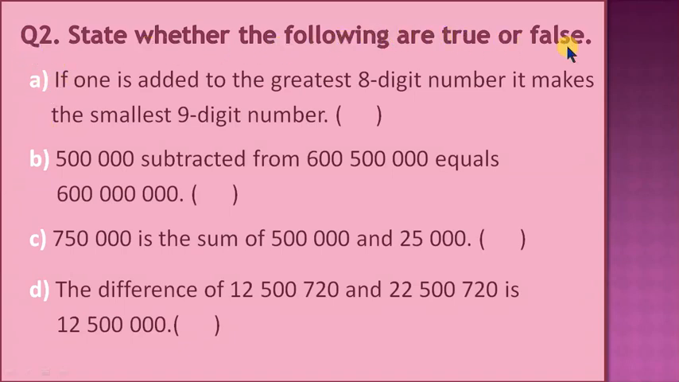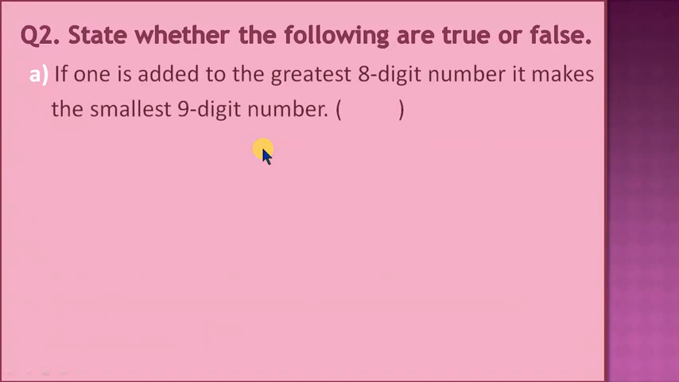State whether the following are true or false. Let's see one by one. If 1 is added to the greatest 8-digit number, it makes the smallest 9-digit number. What is the meaning of this statement? First you have to understand it. If we add 1 to the greatest 8-digit number and we get the smallest 9-digit number, that means this statement should be true, okay. Now first of all you have to think, what is the greatest 8-digit number? Write it in your notebook.